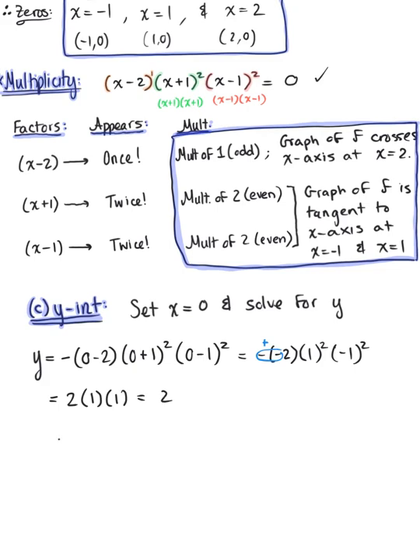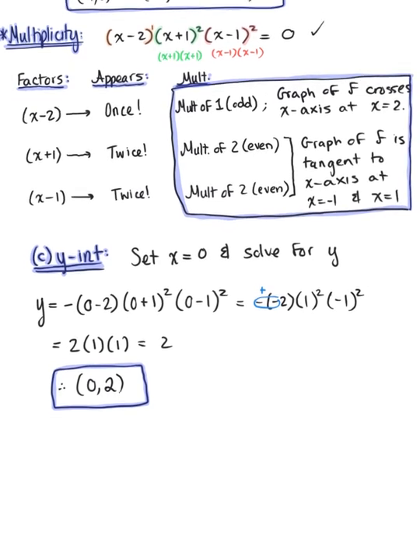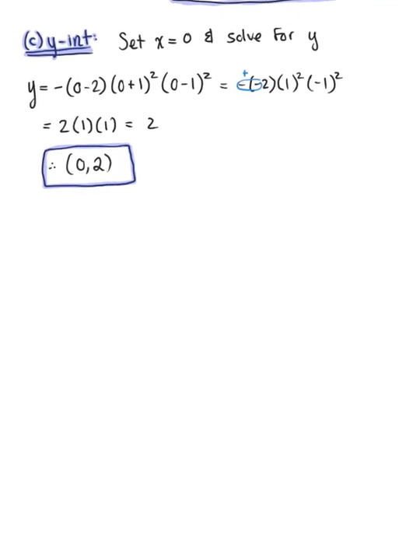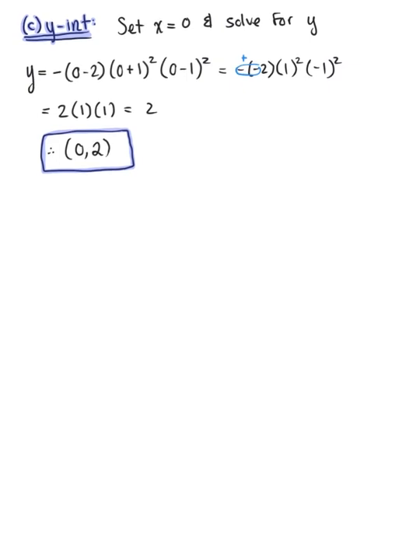Woohoo! And so therefore the y-intercept of this beautiful polynomial function is occurring at the ordered pair 0, 2. So, last but not least, we are now officially ready to take all of this information and use it to sketch the graph. So part D, our last part, is to sketch the graph.